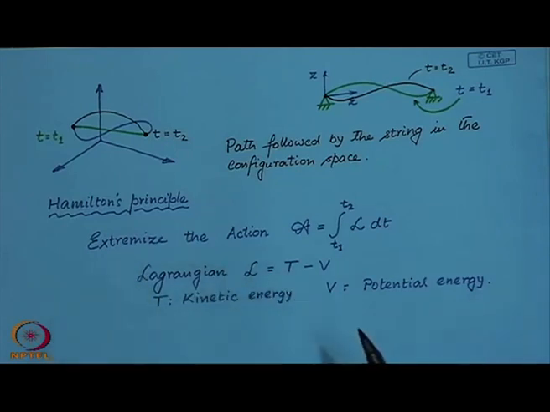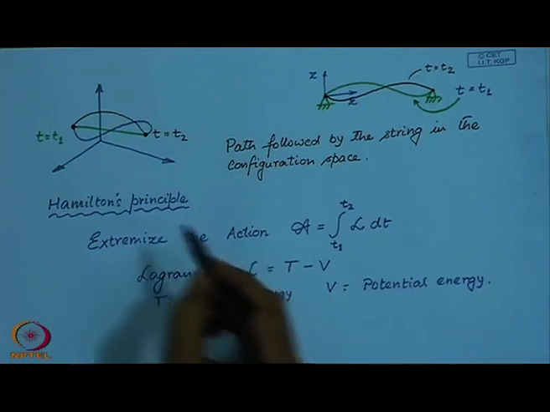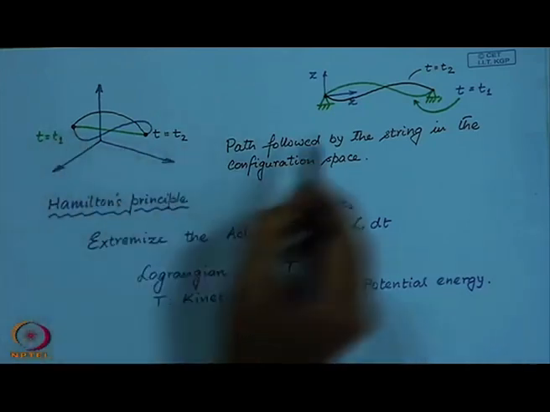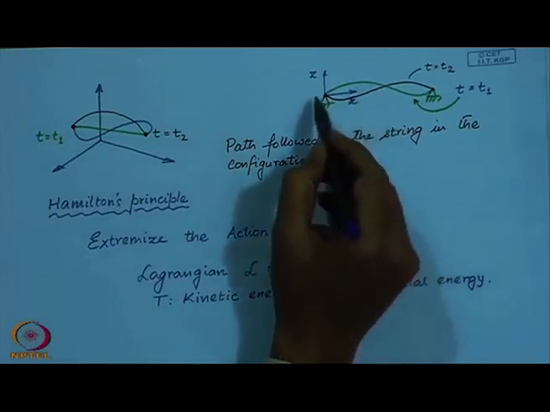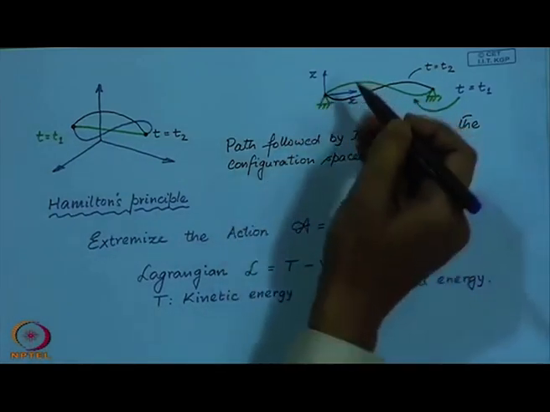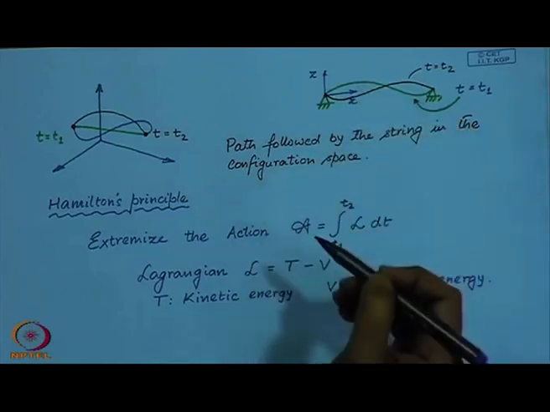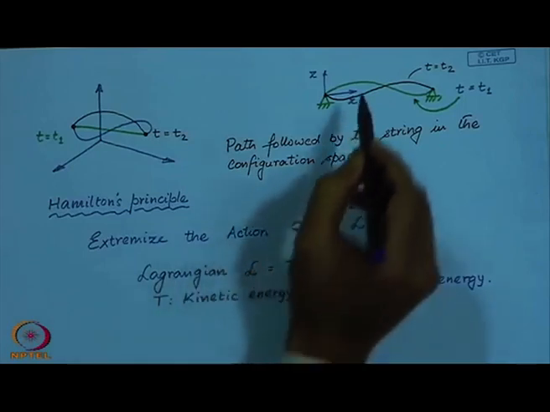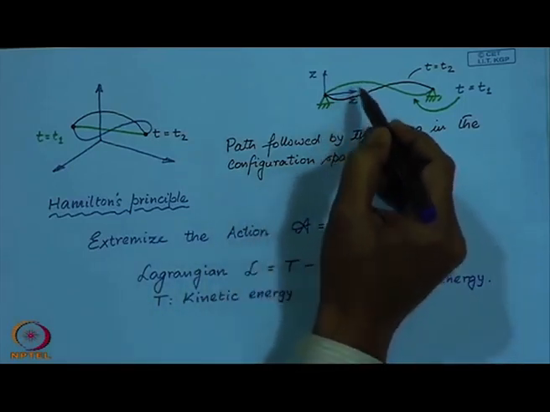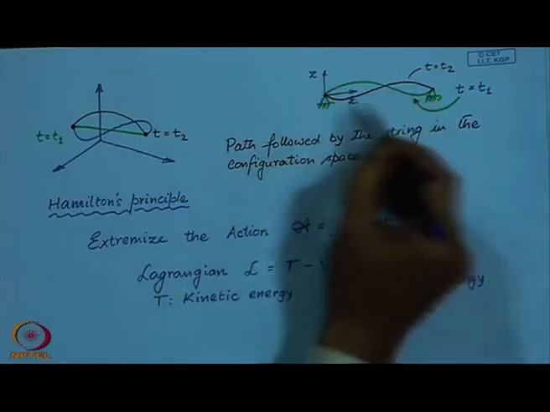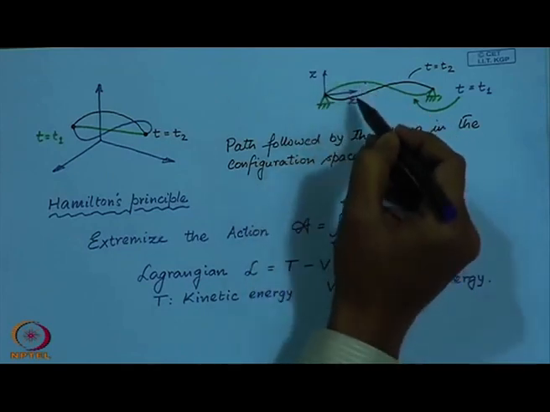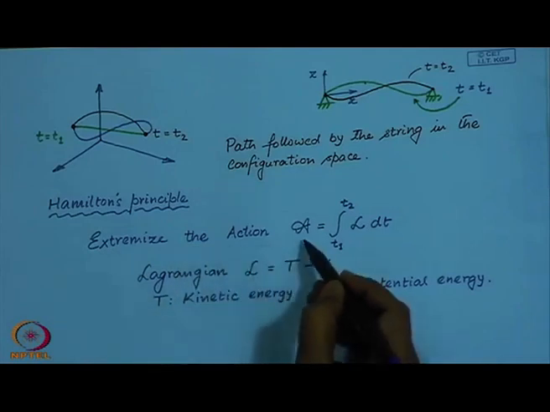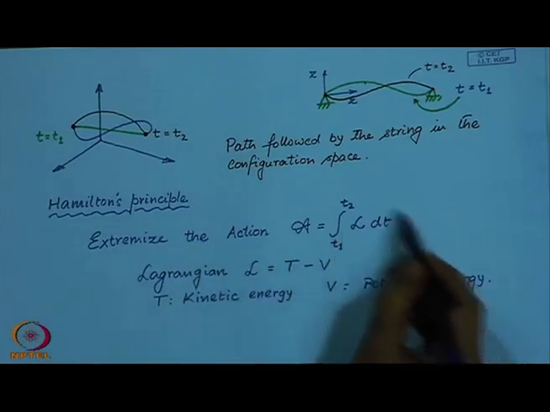So, again to reiterate, we have observed two configurations of the string and we have not observed the intermediate configurations, how it went from configuration 1 to configuration 2, but this principle says that the path taken by the string, or the intermediate configurations attained by the string in moving from configuration 1 to configuration 2, extremizes the action which is defined in this manner.